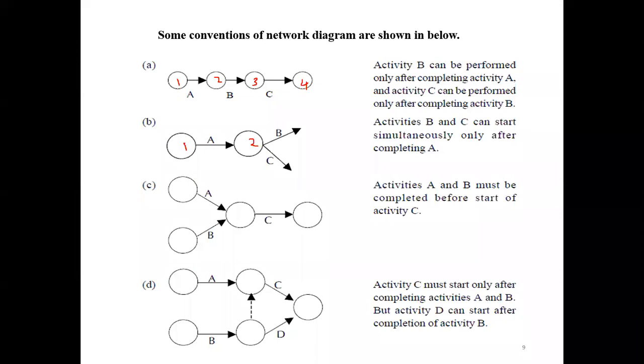Somebody is asking, can we draw the dummy activity from top to bottom? That is also possible, depending on the requirement according to the immediate predecessor activity. In this case, A and B finish together, C starts; B finishes, D starts. So only one activity is finished first. We have to consider that one. Then only it is easier to draw the dummy.